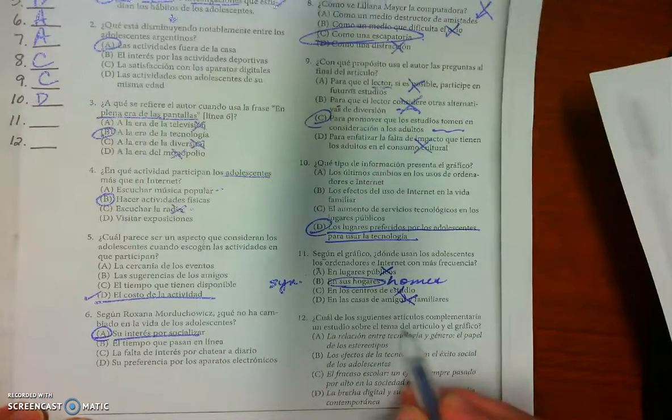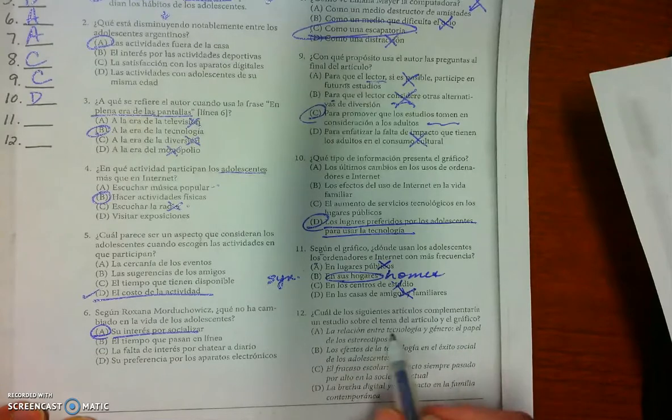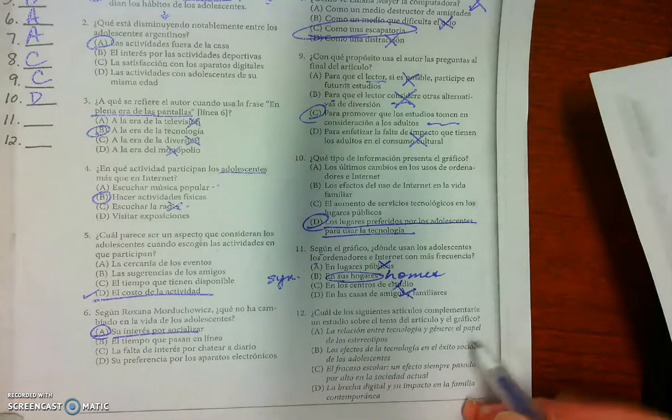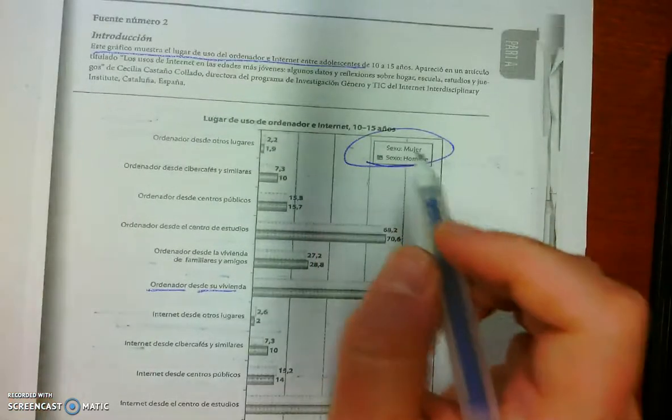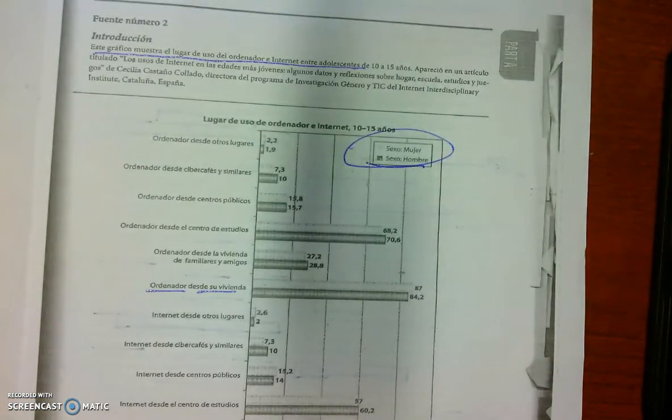And then number 12, which of the following articles would complement the article that we just read? So the relationship between technology and gender, the role of stereotypes, no. It doesn't really say that. The only reason maybe it said that as an answer choice is right here. It shows the different sexes. Man, I almost killed it that time.